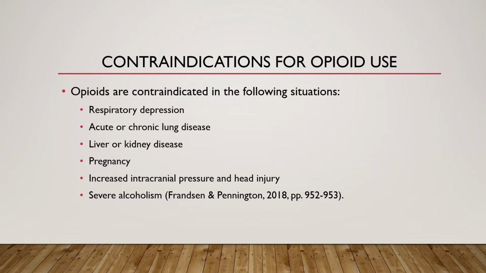Contraindications for opioid use. Opioids are contraindicated in the following situations: respiratory depression, acute or chronic lung disease, liver or kidney disease, pregnancy, increased intracranial pressure and head injury, or severe alcoholism.